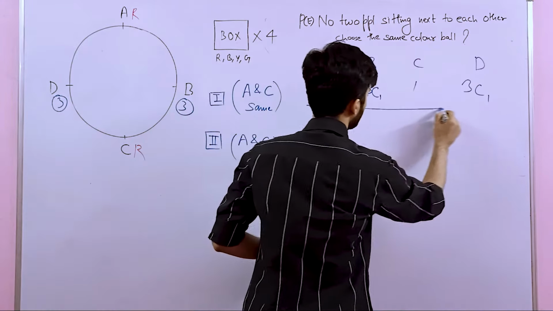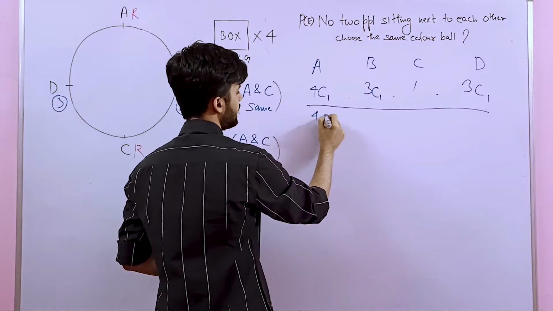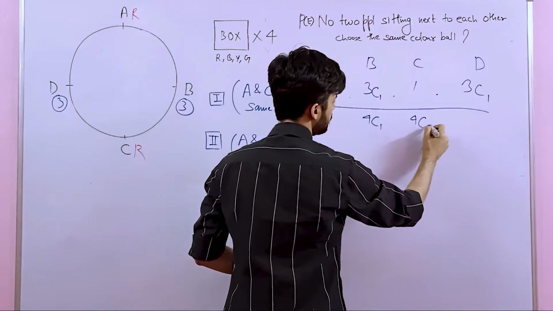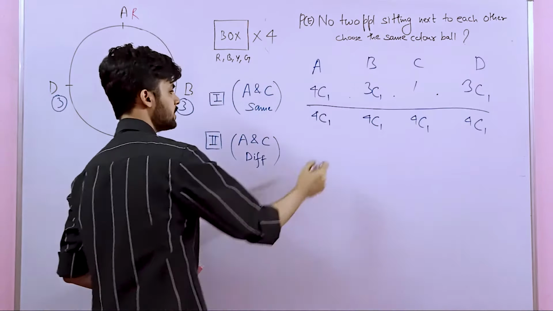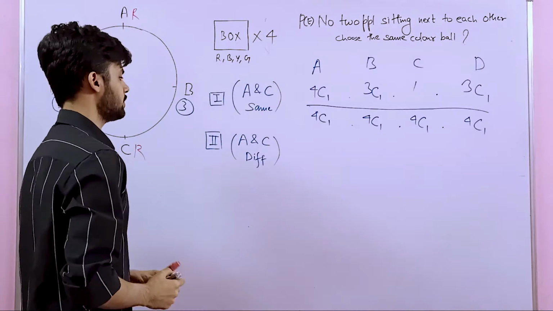If I talk about the total number of ways, what is going to be that? A can select a ball from 4 balls, B can select a ball from 4 balls, C and D can select a ball from 4 balls. So the total number of ways are going to be 4C1 into 4C1 into 4C1 into 4C1, right?